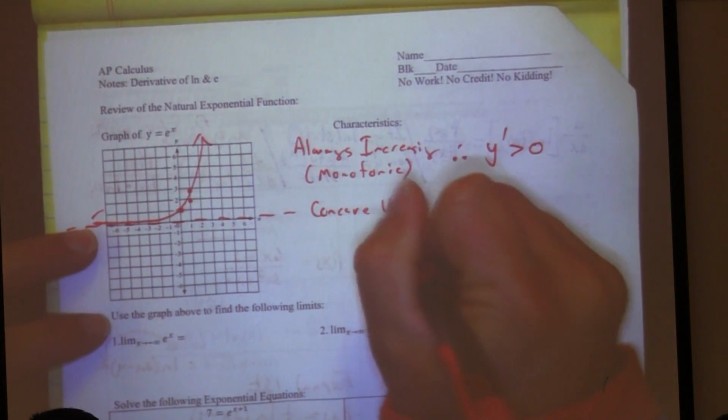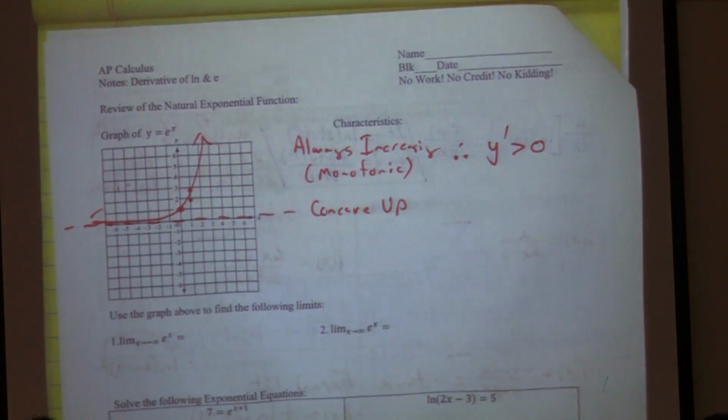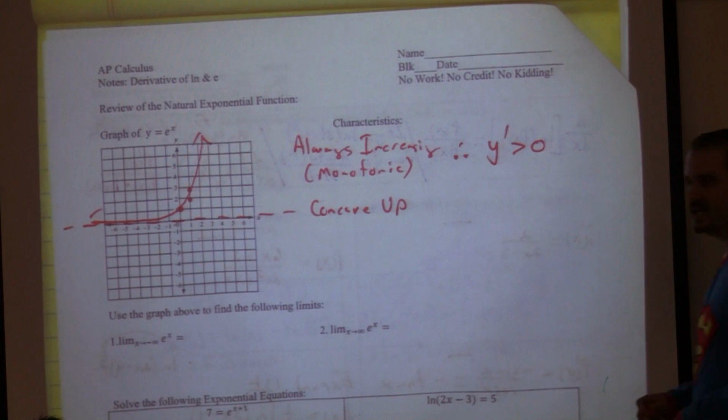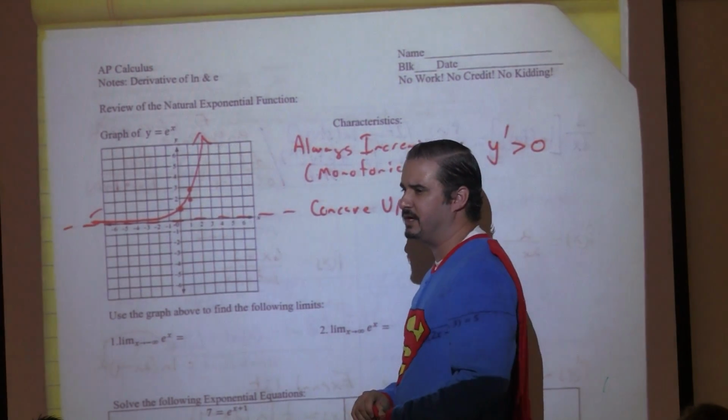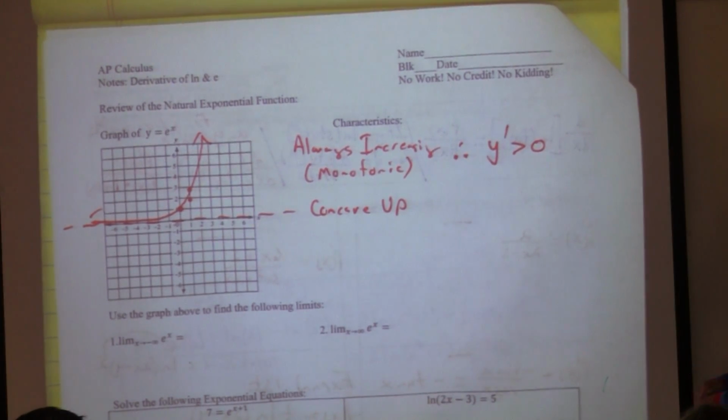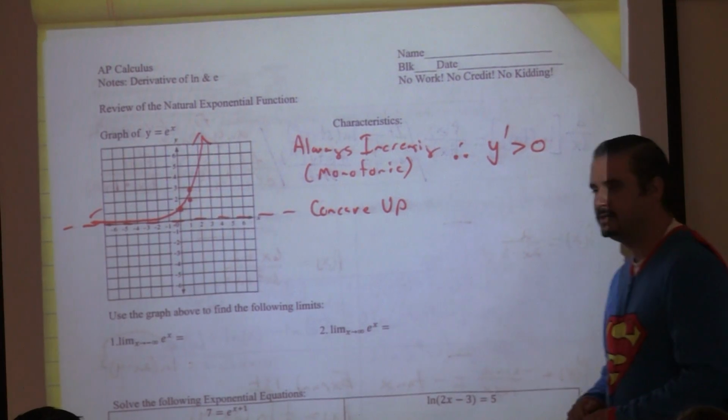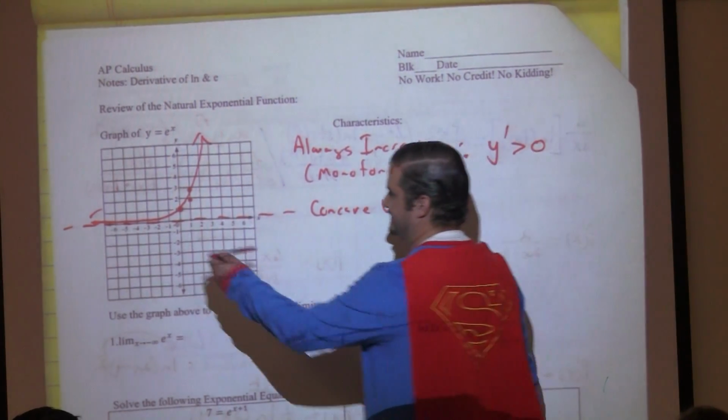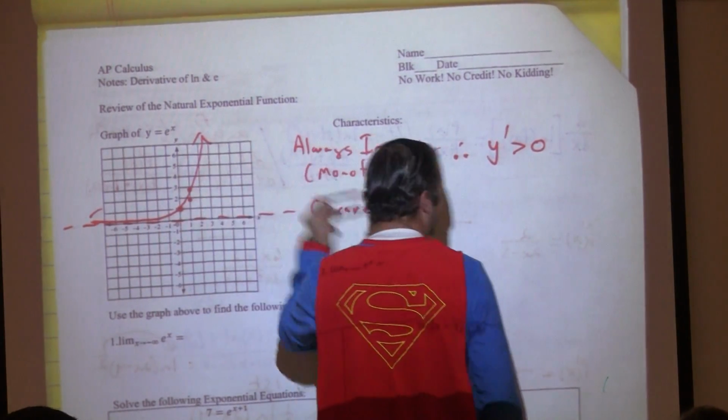Okay. All right, what's the concavity on this guy? Concave up. Concave up. Very good. So if I did tangent line approximations, those tangent line approximations would always be what? Overestimates or underestimates? Underestimates, because my tangent lines would be below it, right?